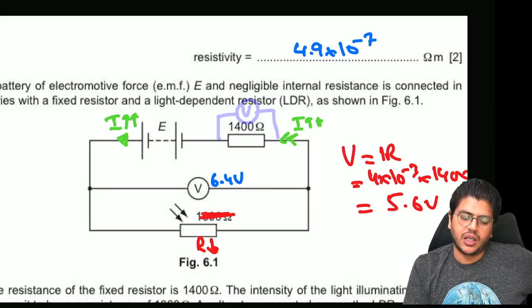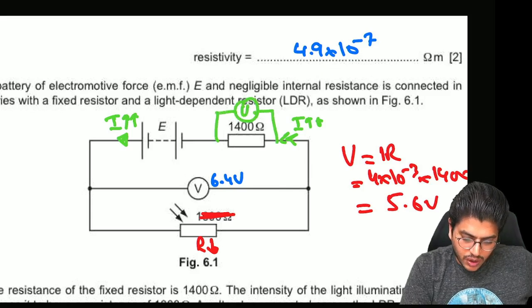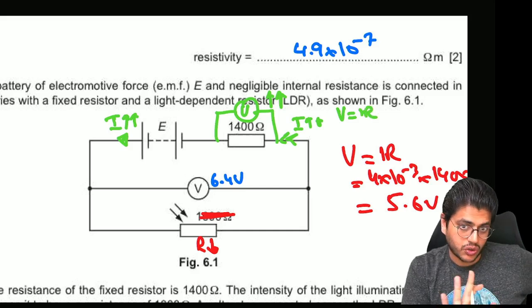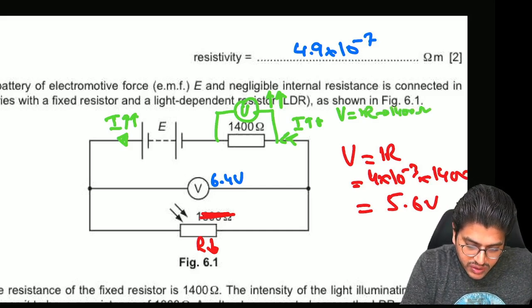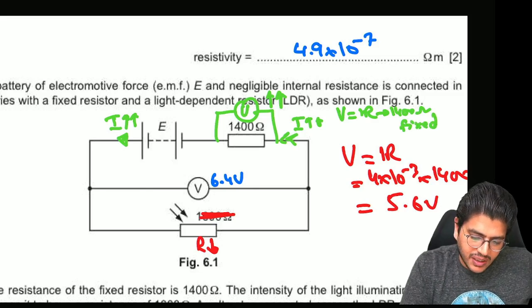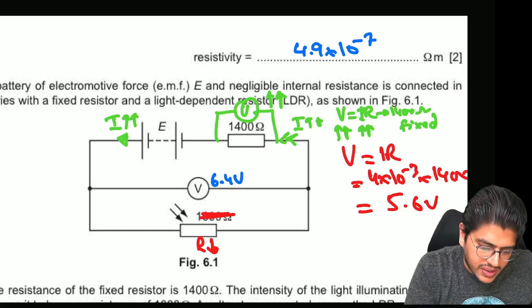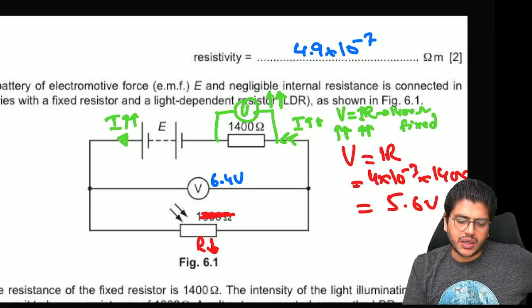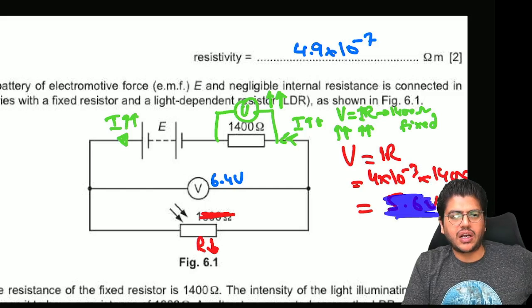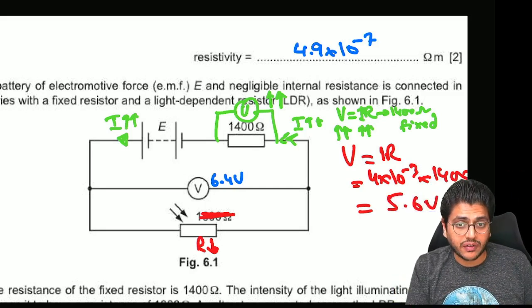What's going to happen here? This voltage drop will also increase. Why? V is equal to IR. This should make sense to you, that the resistance is fixed at 1400 ohms. It's fixed, it's not changing. The current has increased, hence the voltage drop across this resistor has increased. Make sense? So that means instead of 5.6, you will have a higher value. Initially it was 5.6, but now you'll have a higher value.